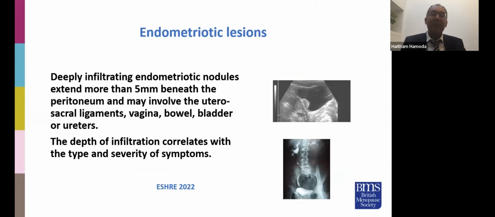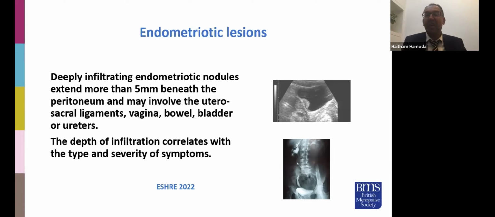And the lesions, again, by definition, when we describe deep infiltrating, is generally more than 5 millimeters in depth. And of course, depending on where they are, they can cause symptoms within these organs. So you can see at the top right, there's an image of an endometriotic lesion in the bladder. At the bottom right, you can see a lesion, probably the picture is not very clear, but occluding the ureter, which strays between the kidney and the bladder.